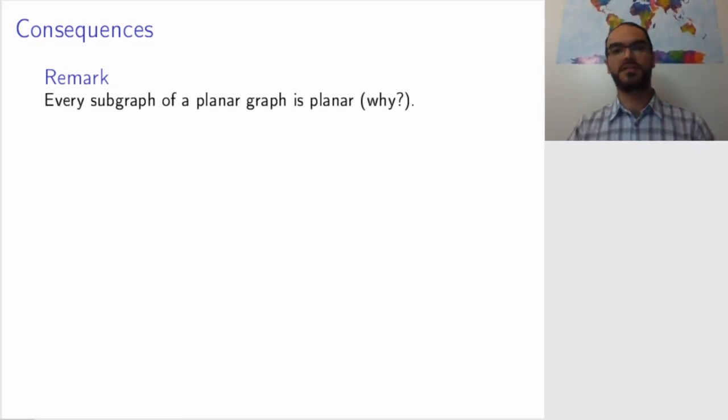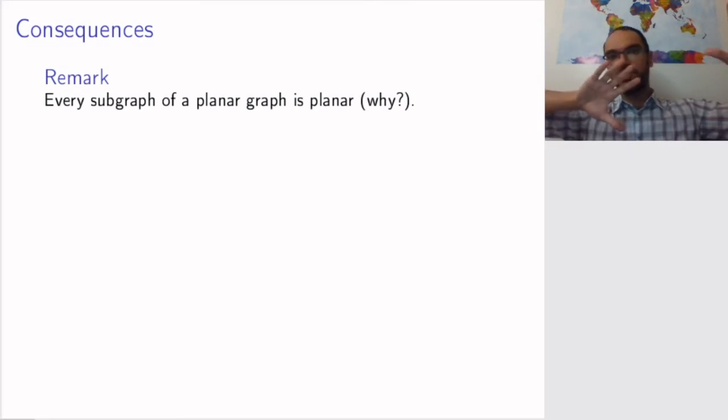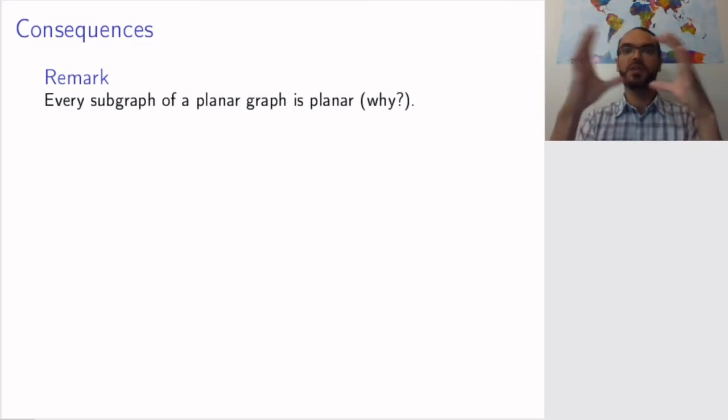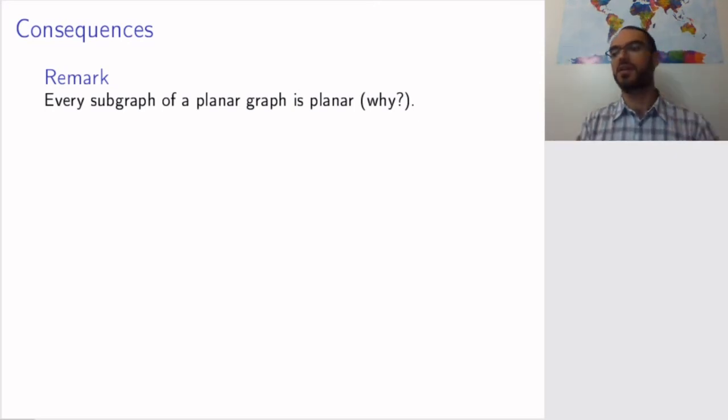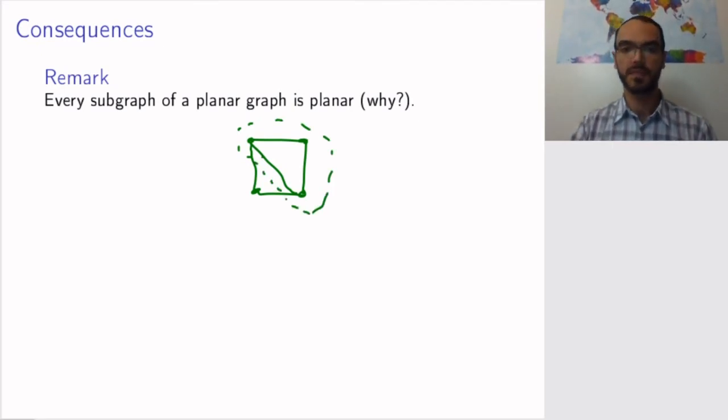So if you have a planar graph, then every subgraph of that graph is planar. Pause and think why this is the case. Well, this is the case because if you manage to draw the big graph on a plane, then simply just delete the edges and vertices that are not there in your subgraph, you will get a plane drawing of the subgraph. So if you can draw, say, this graph in a plane, then surely this part of it can be drawn in a plane.